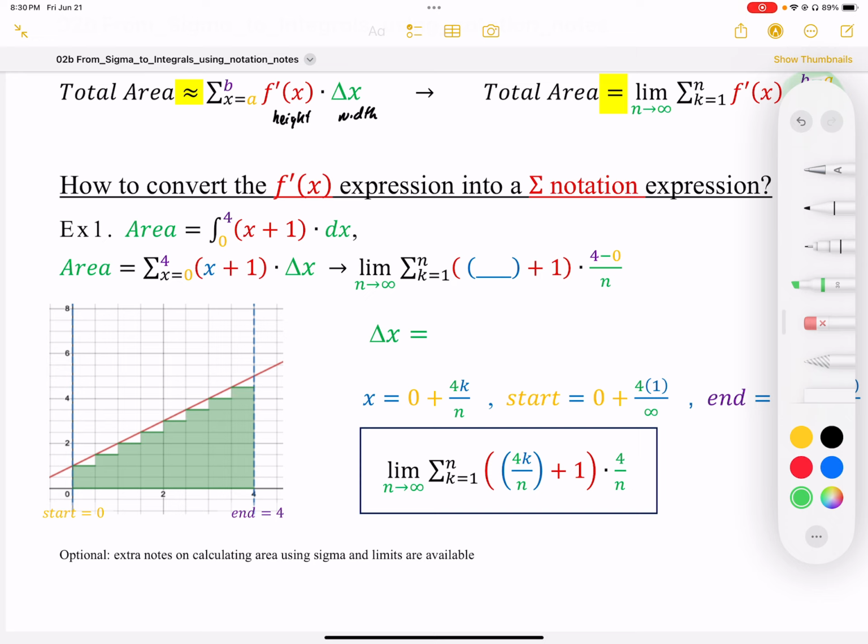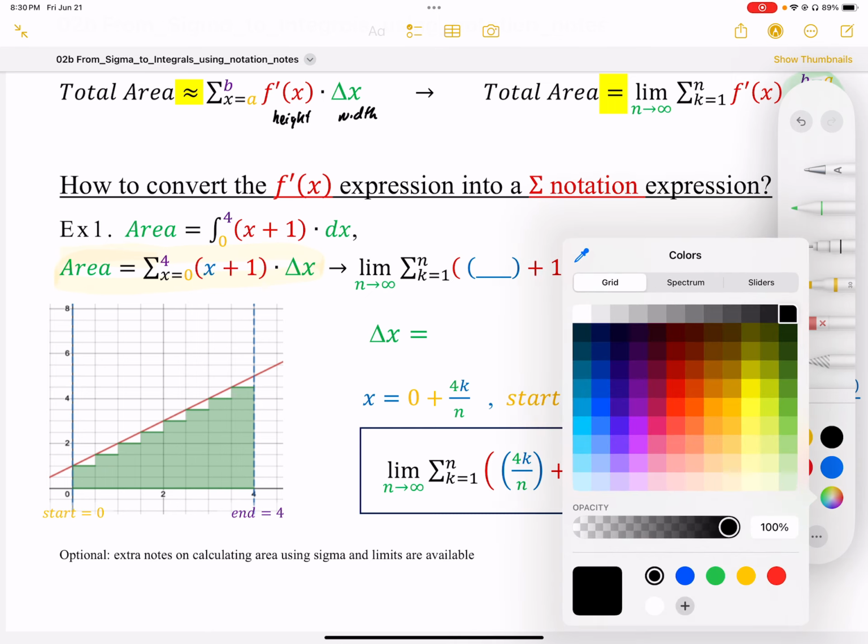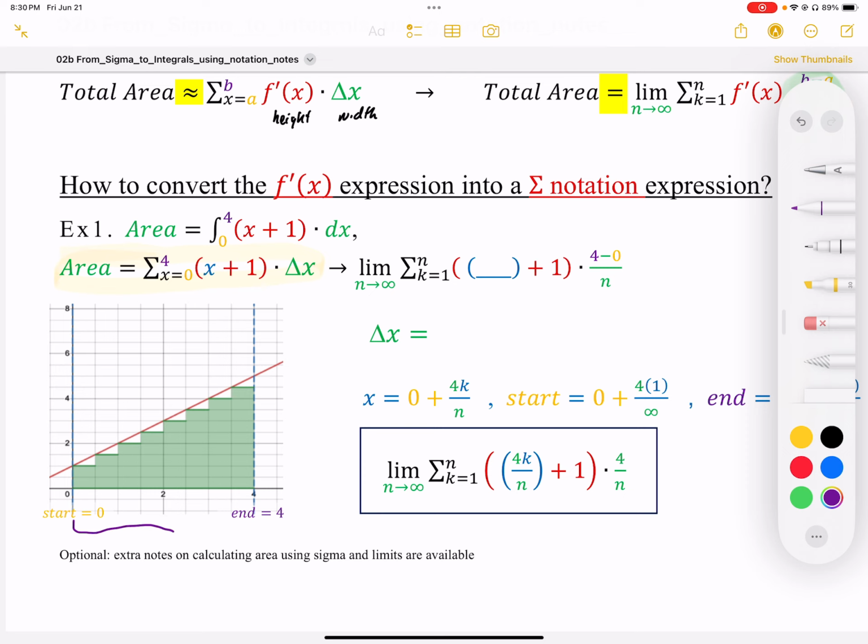So if we start with our Riemann sum approximation, our Riemann sum approximation is going to look like this. And what we need to do is come up with an n expression for the x value and the delta x. Well, the delta x we've already done. We can just take the interval width. In this case, our interval width, I'll just highlight that, is going to be from 0 to 4. And so we have our interval width equals 4.